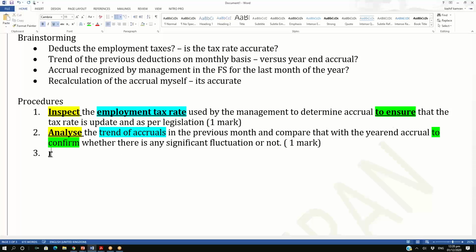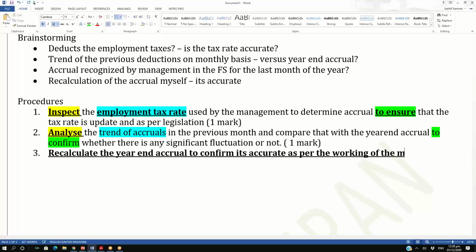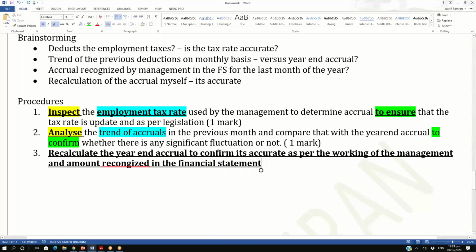Then I can just recalculate the year-end accrual to confirm it's accurate as per the working of the management and amount recognized in the financial statement. So my recalculated amount should tally, right? So this becomes one more procedure.